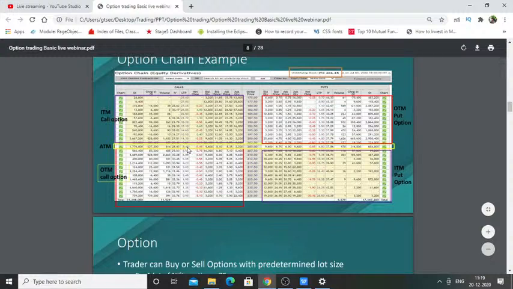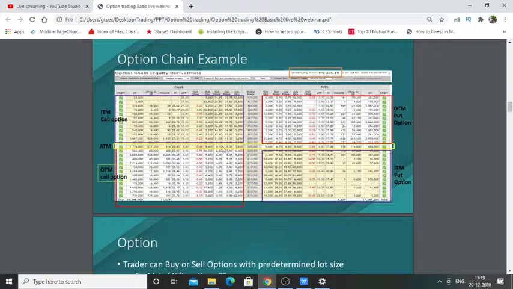If any trader wants to buy this 205 strike price call option of ITC, they have to pay the premium, which is 8.4 rupees. And if any trader is willing to buy the put option, they have to pay the premium of 6.80.